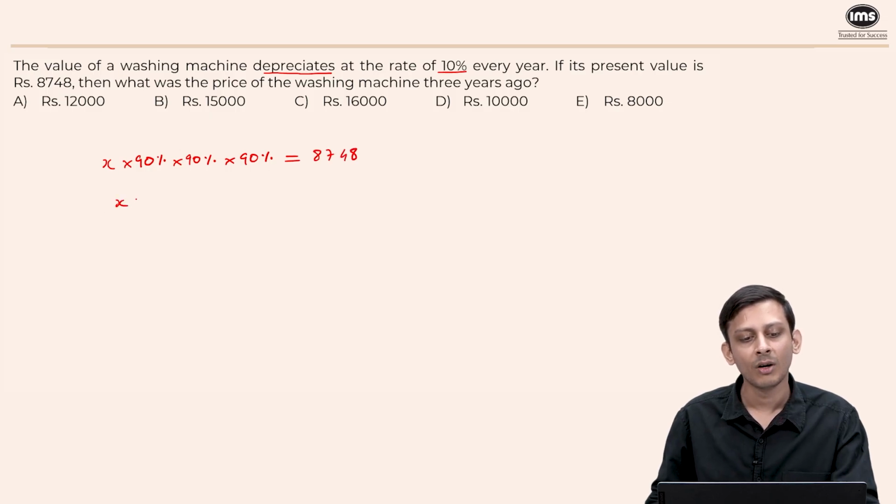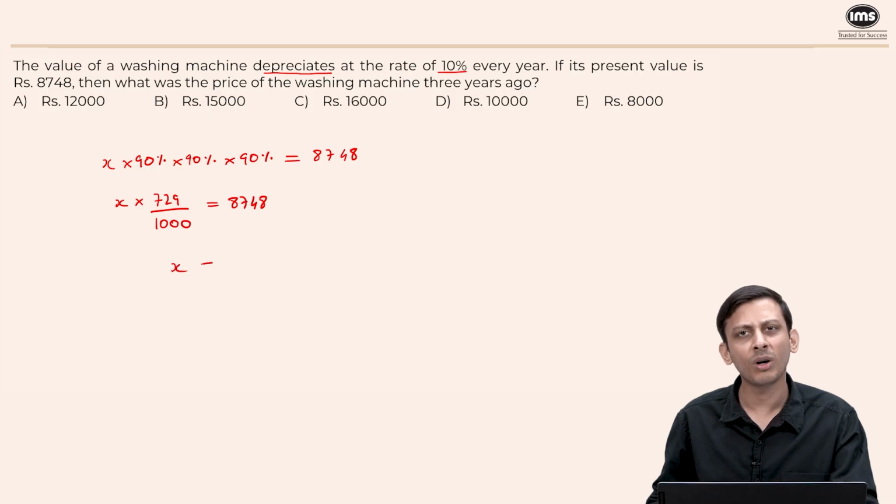Now, what is 90%? 90% is 9 by 10. 90 by 100, which is 9 by 10. So we have 9 by 10 into 9 by 10 into 9 by 10. 9 into 9 into 9, the cube of 9 is 729. And 10 into 10 into 10 is of course 1000. And this is equal to 8748.